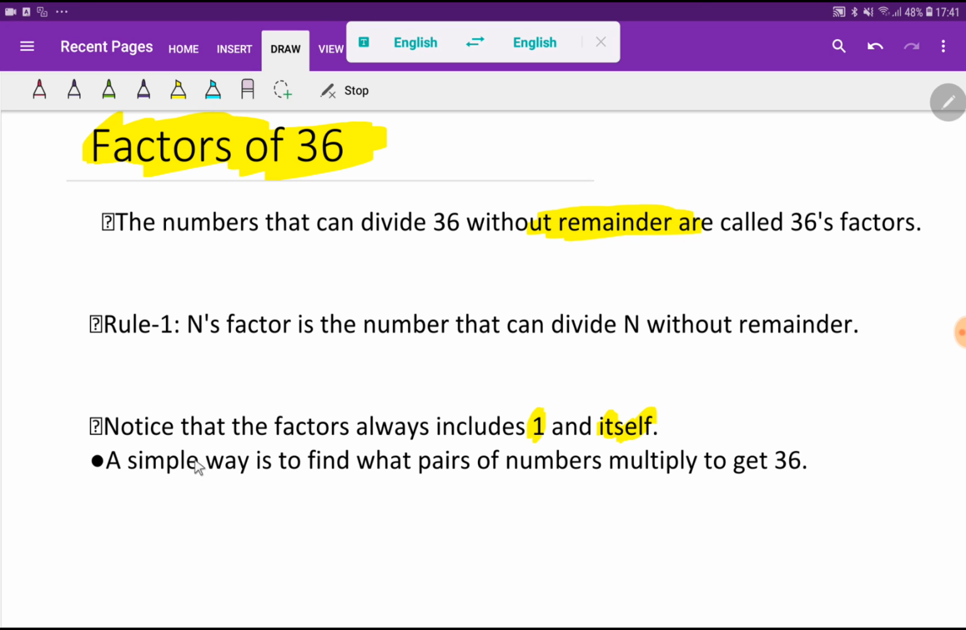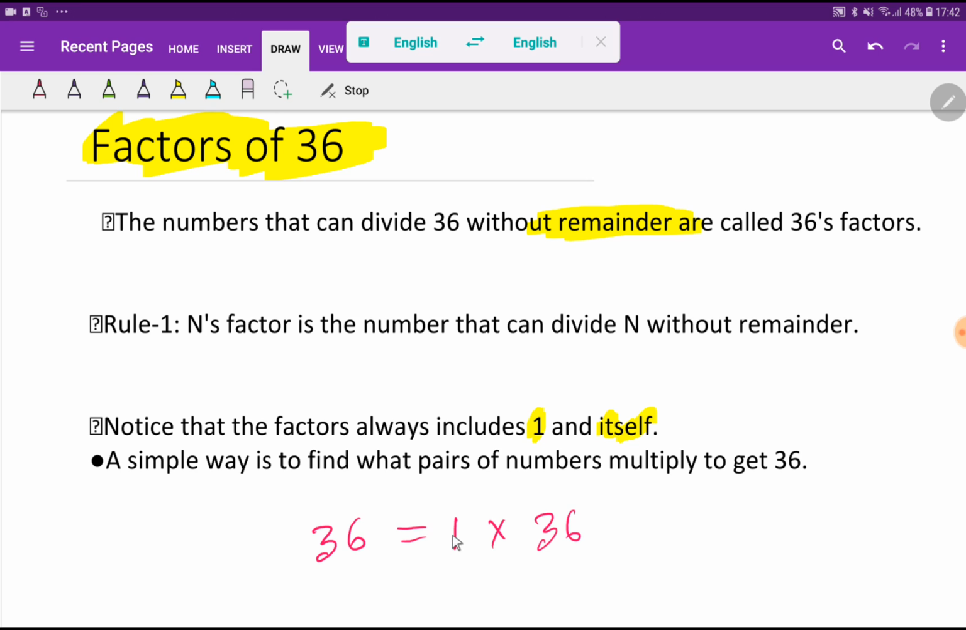Notice that the factors always include 1 and the number itself. That is, the factors of 36 will include 1 and 36. A simple way is to find what pairs of numbers multiply to get 36.